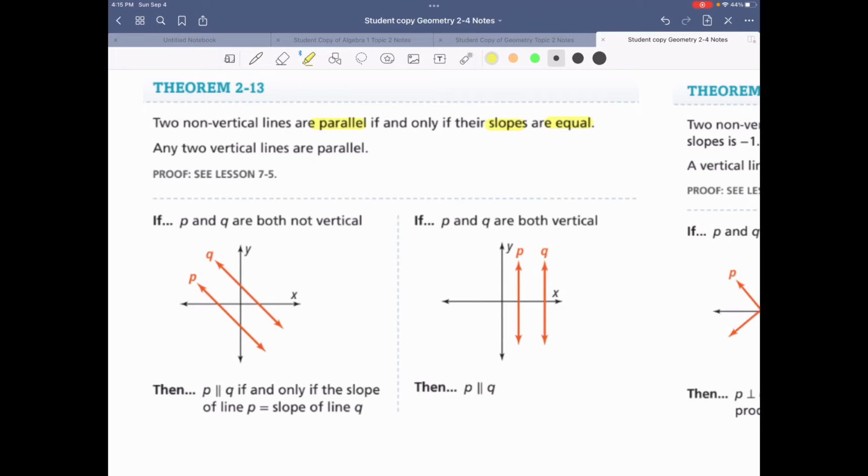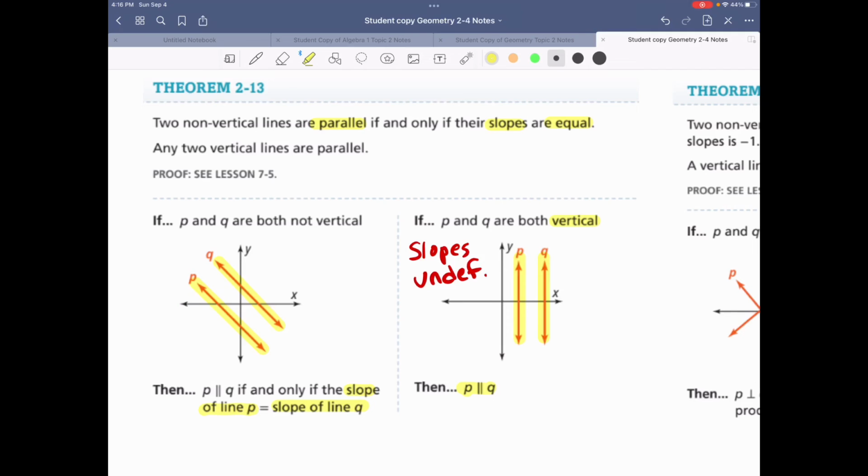Any two vertical lines are parallel. Oh, I see what they're saying. So if we have two vertical lines, vertical means straight up and down, then they are parallel. And the reason that they're saying that is because the slopes of those are infinity, or undefined. It's like dividing by 0. The slopes are undefined, but they are parallel. And on the other one, you can just see that they are parallel because they have the same slope. Slope of line P is equal to slope of line Q.